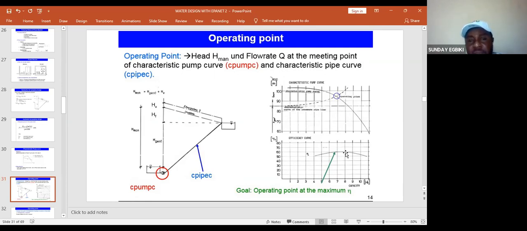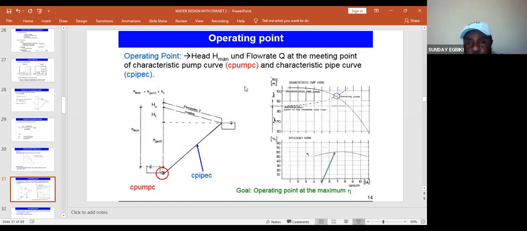Now, to calculate the efficiency of your pump, when you get the pump curve and plot a graph of Q against H, you have a curve of this nature. This curve is what we call the pump curve.